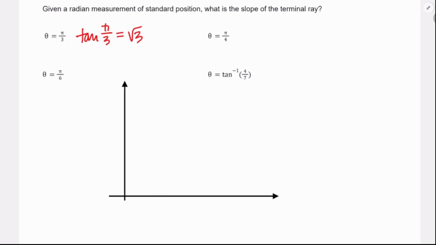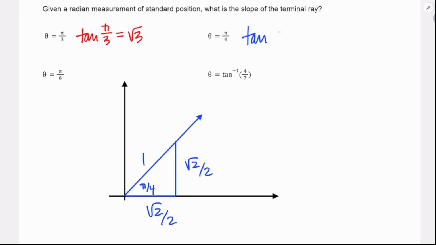Right, now we're going to do theta equals pi over 4. So that's a 45-degree reference angle. That's going to be the terminal ray. So I'm going to come in and draw the rest of my triangle, probably like this and that. For a 45, 45, 90 triangle, my reference triangle is 1, root 2 over 2, and root 2 over 2. So for theta equals pi over 4, tangent of pi over 4 is going to equal 1.